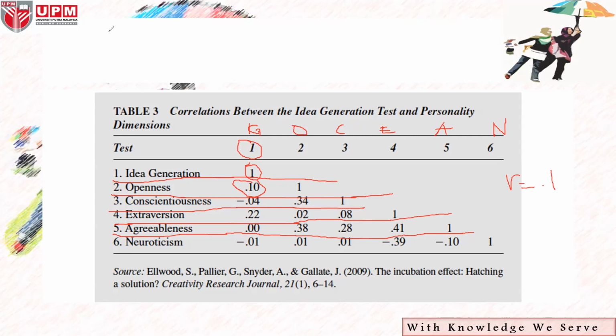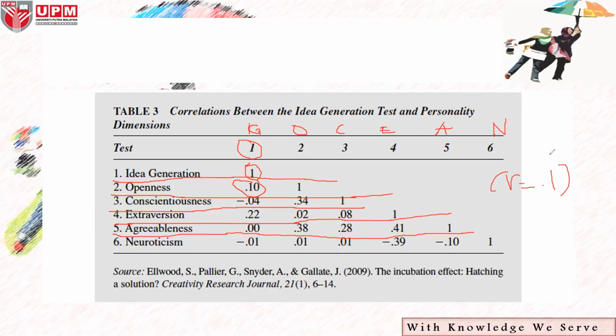Very low. Berapa ni? Very low. Very low or negligible relationship. Okay, so now to elaborate the relationship, so we can say that there is a positive and negligible relationship between openness and idea generation. Itu macam mana kita boleh baca. Then you may indicate that R value equals to 0.1 in the bracket.